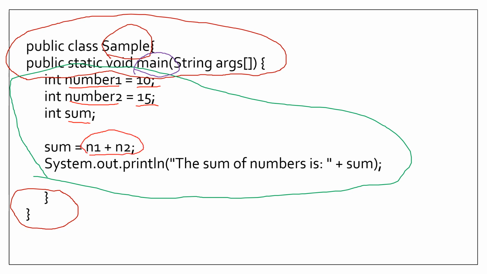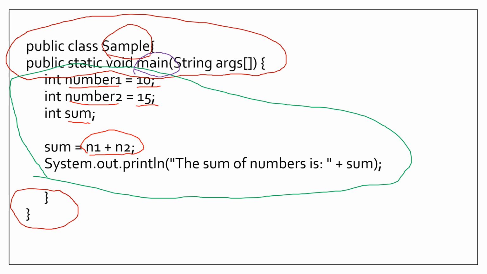because the value of sum will depend on the result of this formula, which is n1... I mean, n1 and n2 are supposed to be number one and number two. Please check the error again. N1 and N2 are supposed to be number one and number two. You should follow the proper names of the variables.